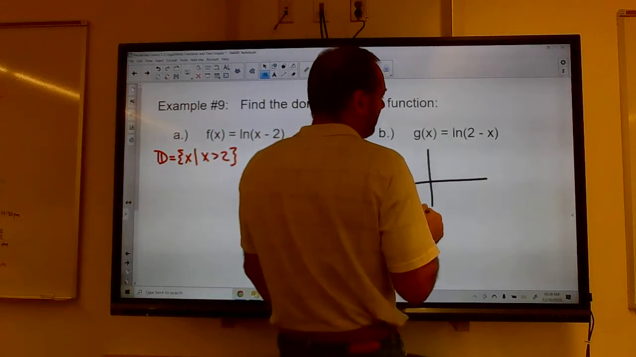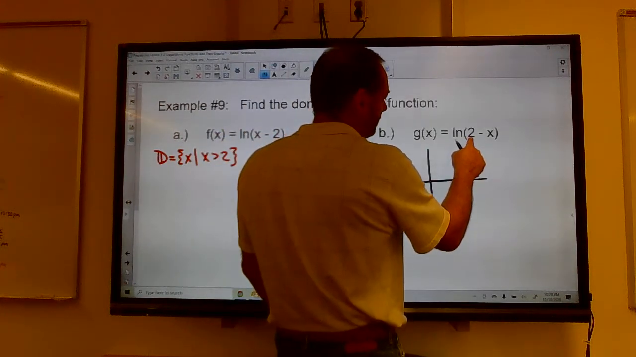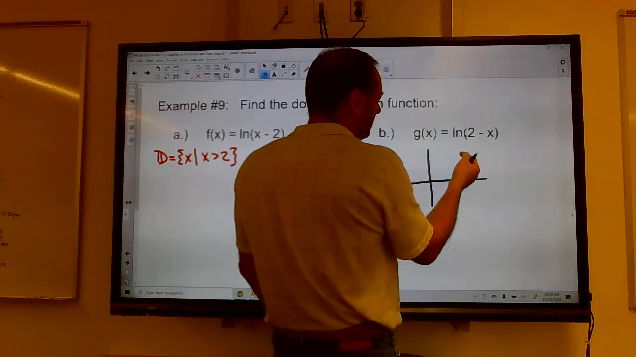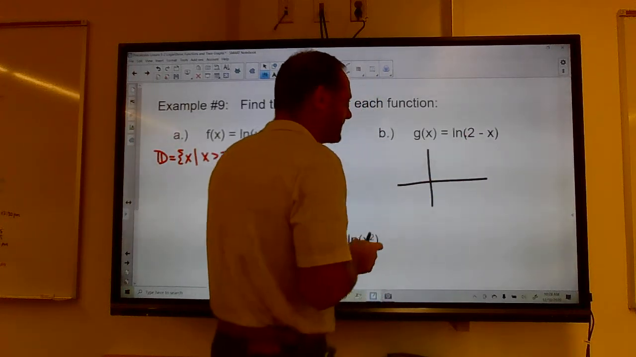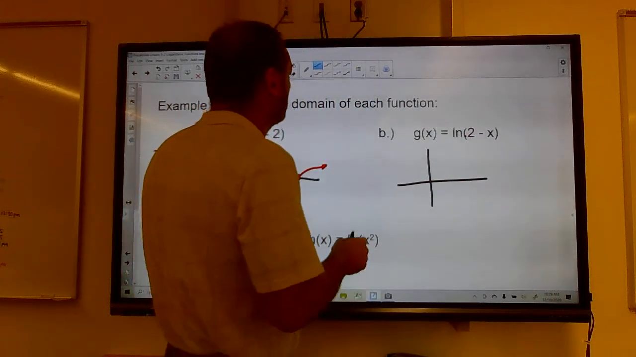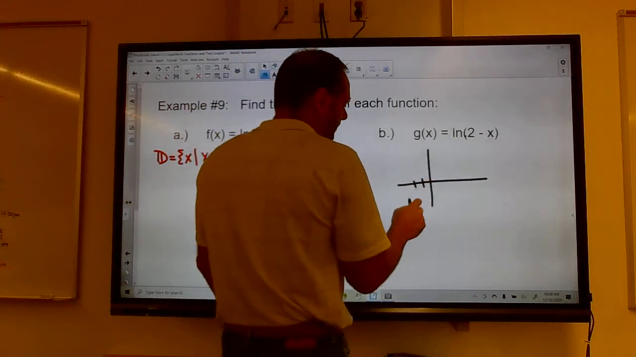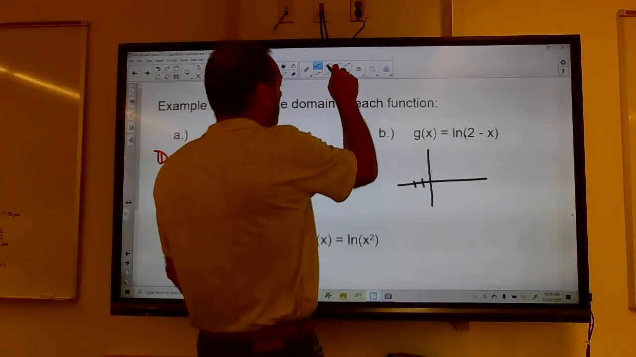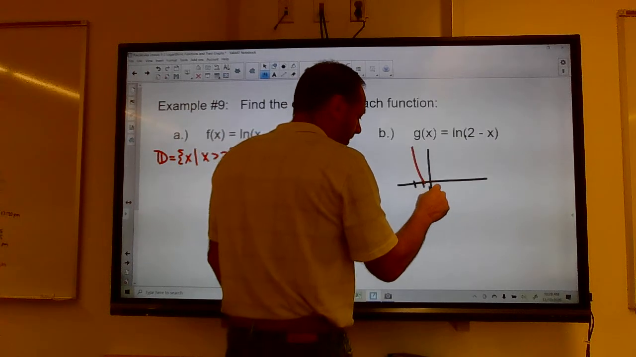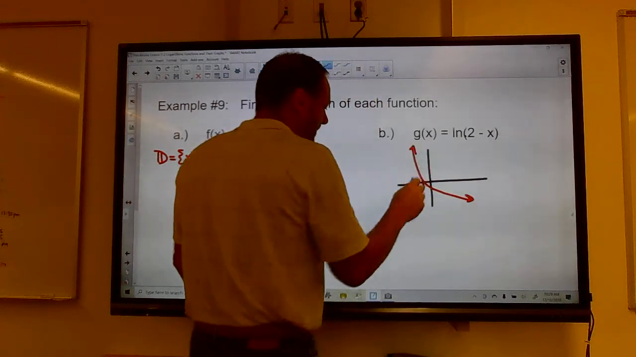Let's see. This is going to move it 2 to the left because it's a plus 2, but it's going to flip it upside down. So it's going to move this thing like this, and the graph is going to look like that.